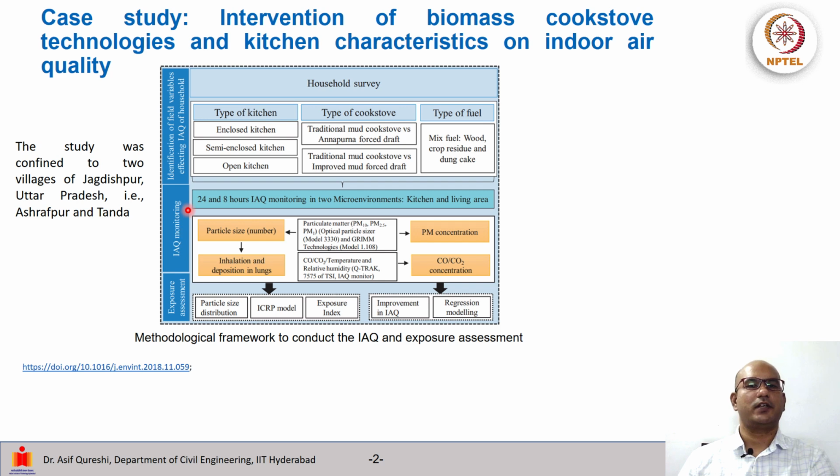Then the indoor air quality was monitored for 24-hour and 8-hour durations in two areas in the house: the kitchen area and the living room. Particulate matter fractions PM10, PM2.5 and PM1 were analyzed to check the mass concentrations and also the particle size in terms of number, which of course has implications for inhalation into the respiratory system and deposition in the lungs. They also measured CO and CO2.